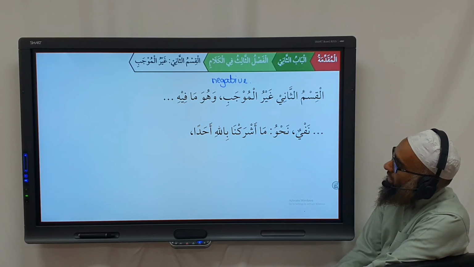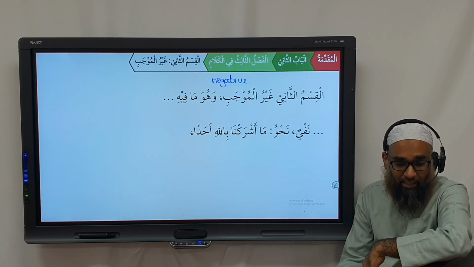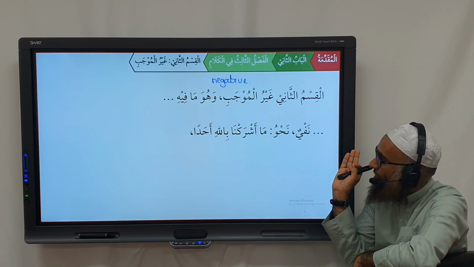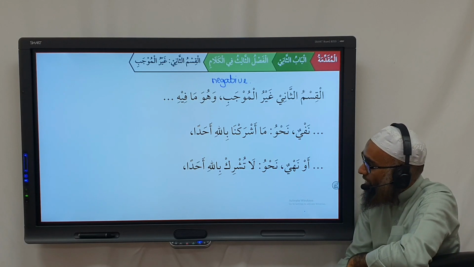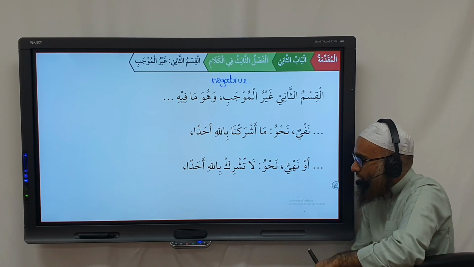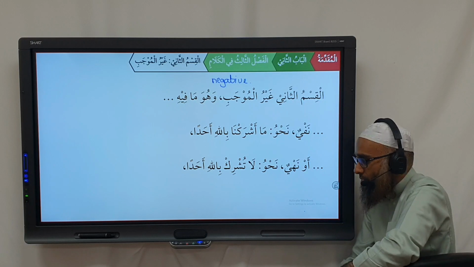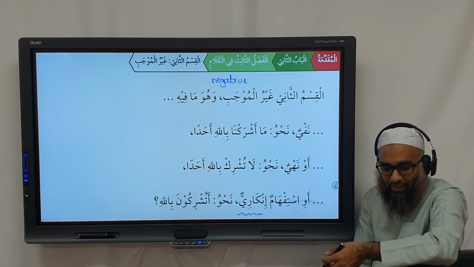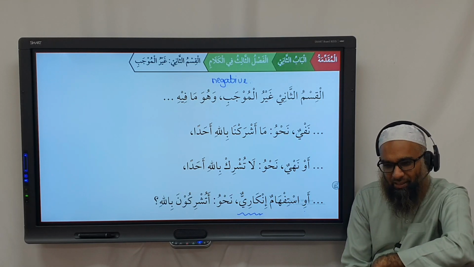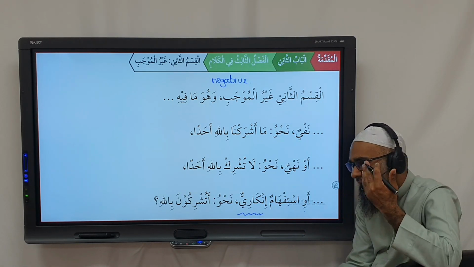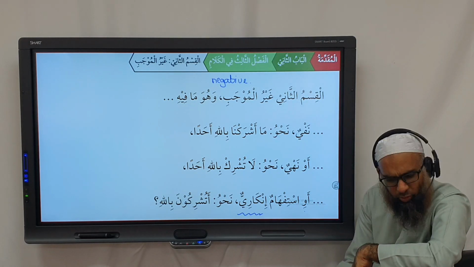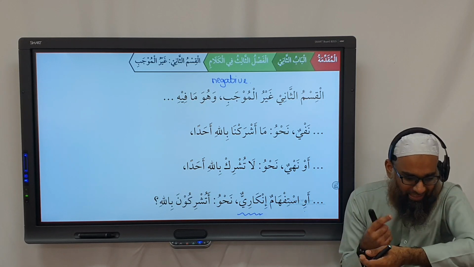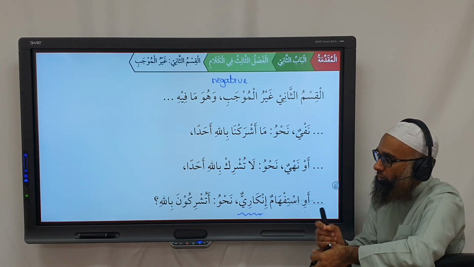For example, ma ashrakna billahi ahada. We do not ascribe anyone with Allah as partners. So that is a negative. Or nahyun: la tushrik billahi ahada. Do not ascribe anyone as partners to Allah subhanahu wa ta'ala. Or istifham inkari, which is not necessarily for asking who are you, man anta, but so you're saying, what, really, seriously, it can't be, don't do this. Atushrikuna billah, are you ascribing partners to Allah? Really? What are you thinking? So it's a question with a negative connotation.